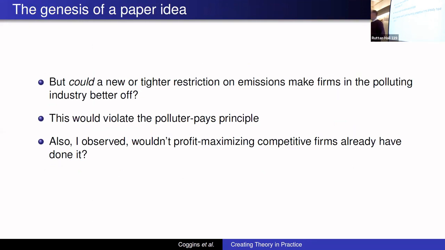my first reaction to the claim that this person was making was that he was wacky. But that evening, I got to thinking about it and wondered, wait, could this be true? It would violate another bedrock principle if it was true. If when we clamp down on polluters, they make more profits, that violates this polluter pays principle, which is the bad guys should be the ones who pay for cleanup. Shouldn't be that everyone else, the victims, the customers. And if this was possible, why aren't they already doing it? Why aren't they emitting less now?